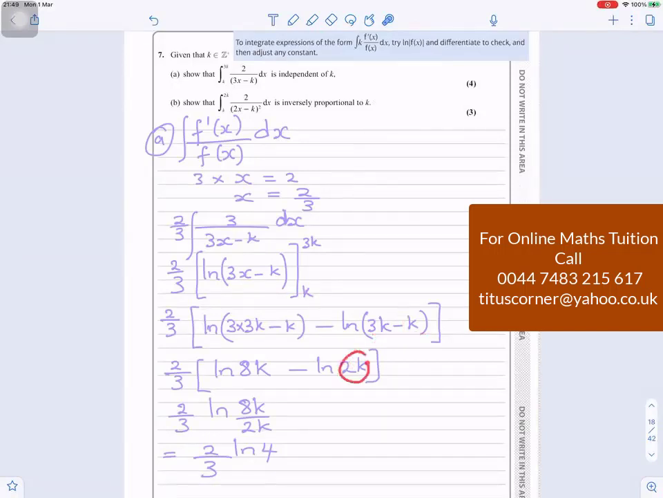And when you subtract logs, you divide them. So 8k divided by 2k, the k will cross out. 8 divided by 2 gives you 4. So it's 2 over 3 ln 4. And you notice there is no k in it. So that means it's independent of k. Independent means there is no k in the final answer.